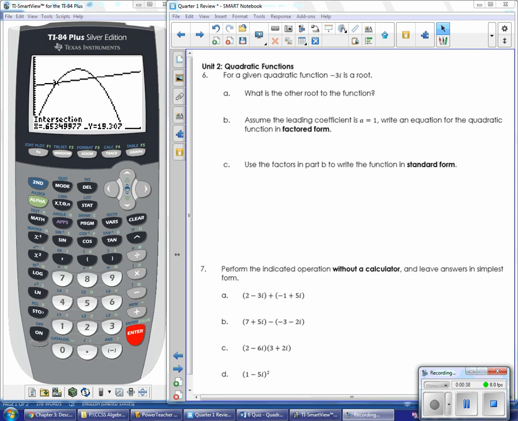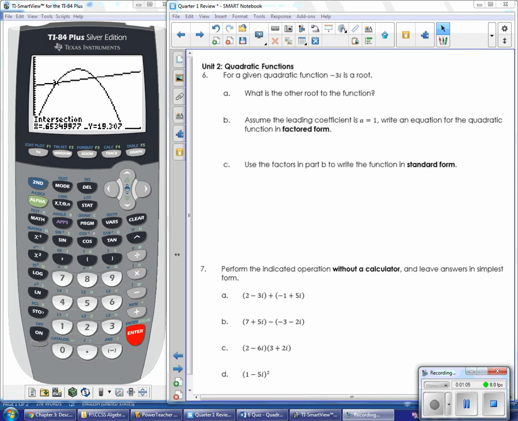Let's take a look at problem number 6. It says for a given quadratic function, negative 3i is a root. Well, negative 3i is an imaginary number. One of the things you need to remember about imaginary numbers and complex numbers is that when they represent the root of a polynomial, whether it's quadratic, cubic, quartic, whatever, all of your complex roots are going to come in pairs. And the pair is going to be your complex conjugate.